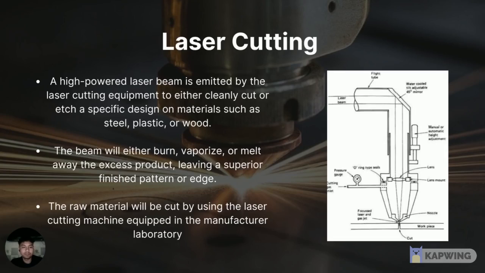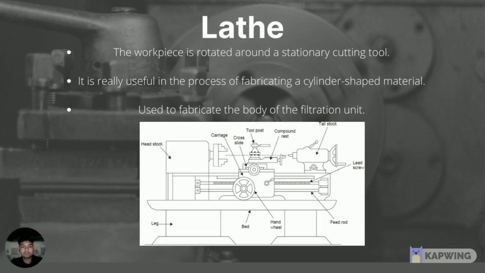So, for laser cutting, a high-powered laser beam is distributed by the laser cutting equipment to either cleanly cut or etch a specific design of material such as steel, plastic, or wood. The raw material will be cut by using the laser cutting machine equipped in the manufacturer laboratory.